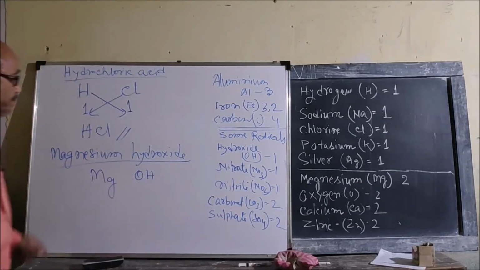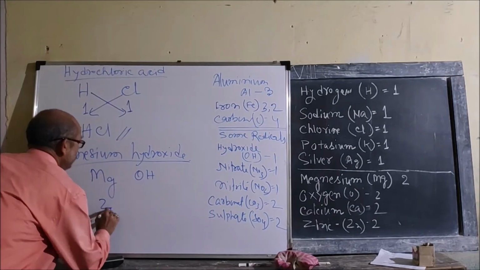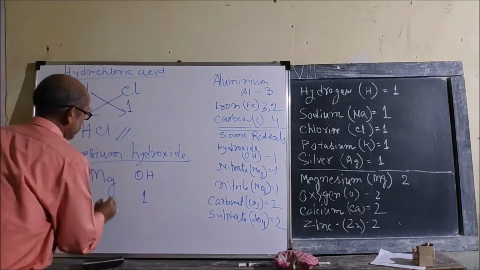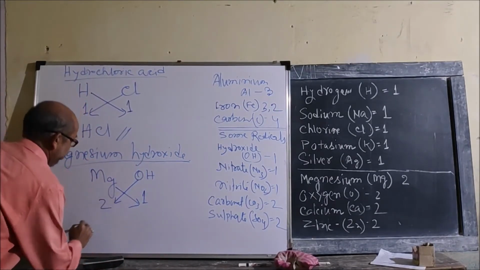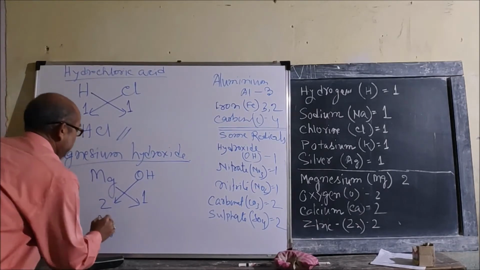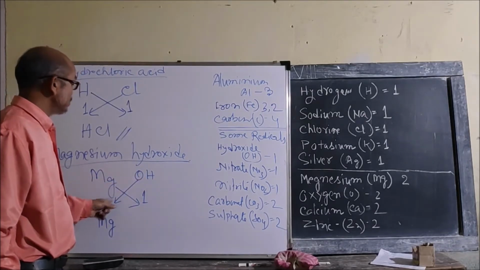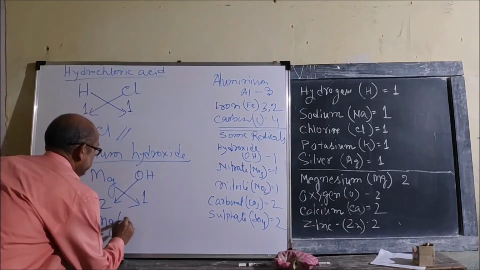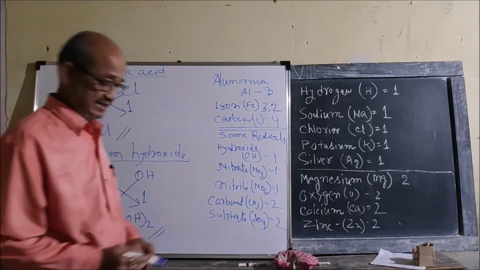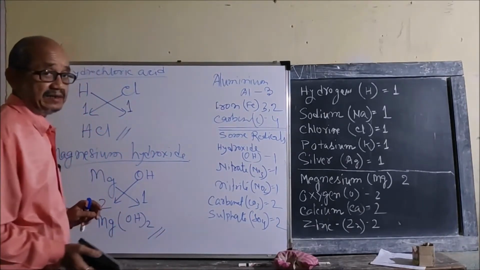The valence of magnesium we know is 2. The valence of hydroxide is 1. We have to cross multiply. Then magnesium 1, no need to put 1, and this 2 is for oxygen and hydrogen, so we put a bracket. That is magnesium hydroxide. Thus we can write the chemical formula of the given compound.